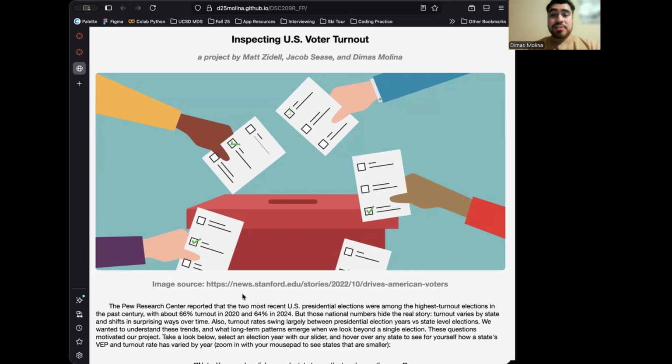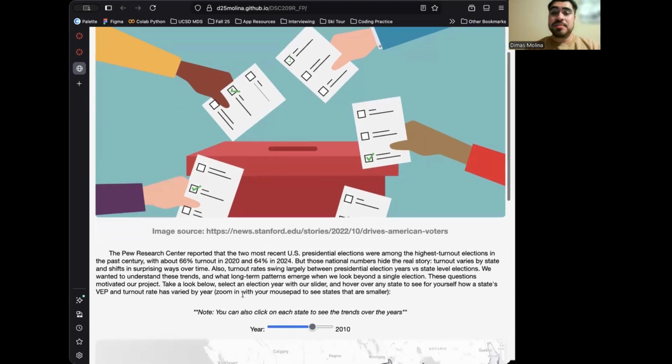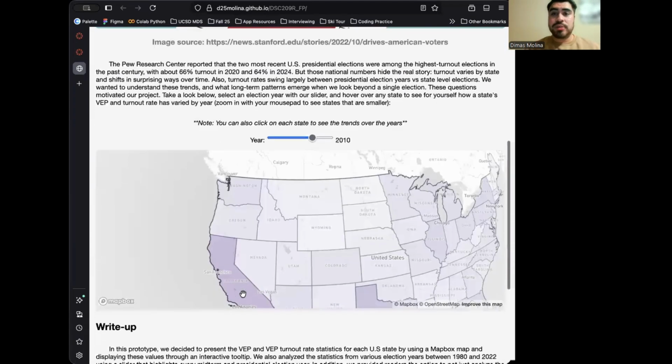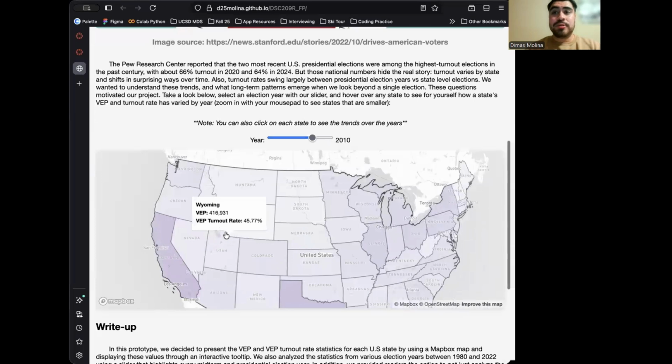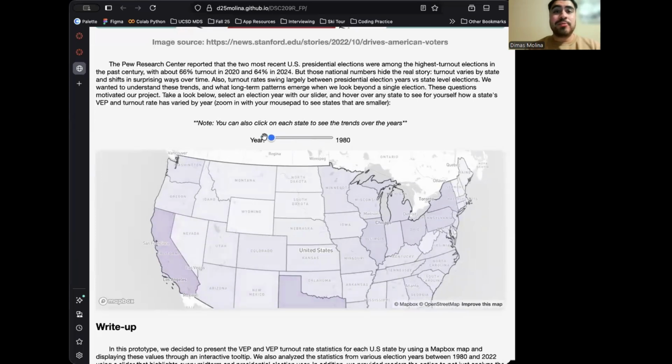The Pew Research Center reported that the two most recent U.S. presidential elections were among the highest turnout elections in the past century, with about 66% turnout in 2020 and 64% in 2024. But those national numbers hide the real story. Turnout varies by state and shifts in surprising ways over time.